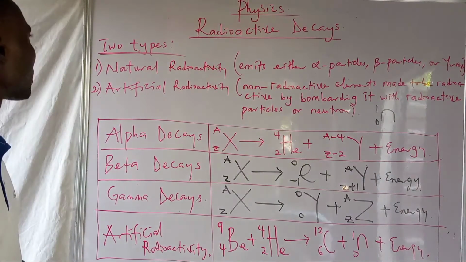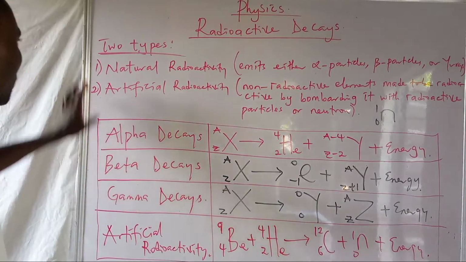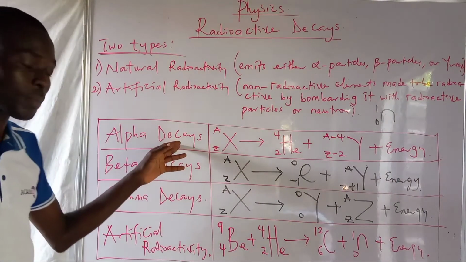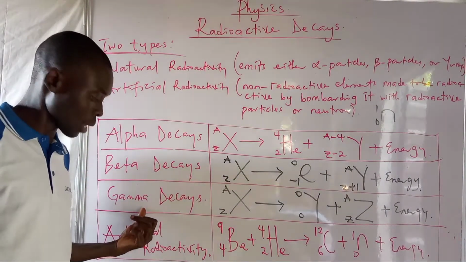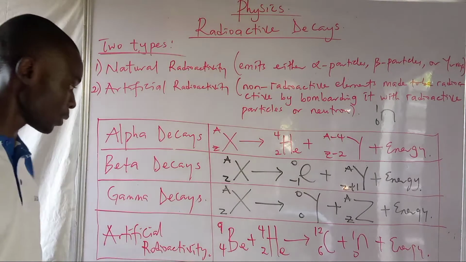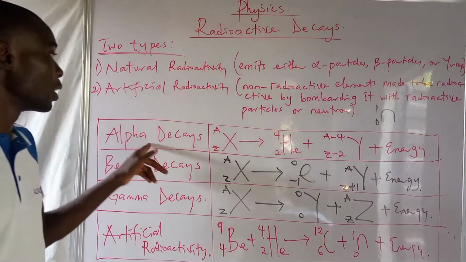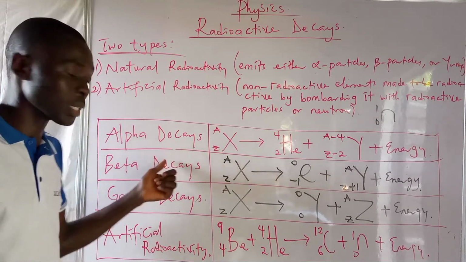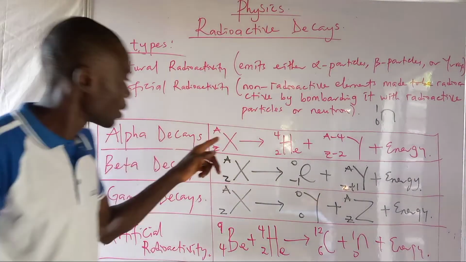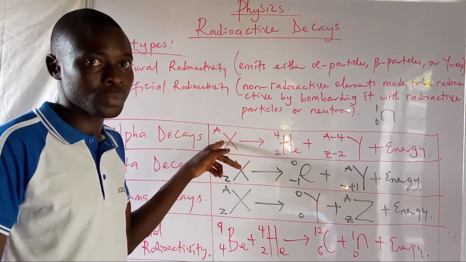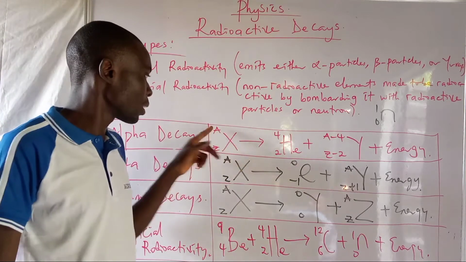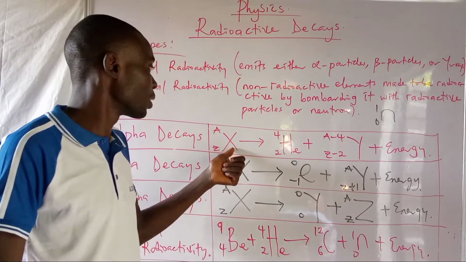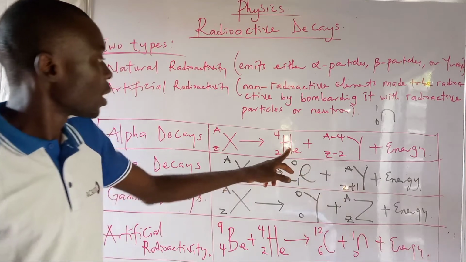Now, talking about these decays, the natural radioactive decay is divided into three. So we can have alpha decay, we can have beta decay, and we can also have gamma decay, aside from the artificial radioactivity. The particle formed during the decay process is the name given to the type of decay. When you talk about alpha decay, this signifies a radioactive element with mass number A, atomic number Z. If this radioactive element should decay, an alpha particle is produced.